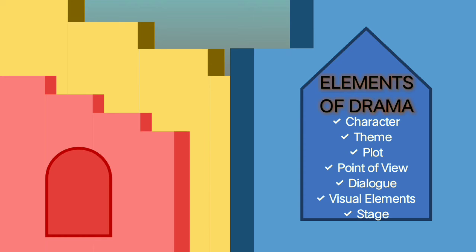So now, let's proceed to the elements of drama. There are seven elements of drama. First is character, then theme, plot, point of view, dialogue, visual elements, and lastly stage.